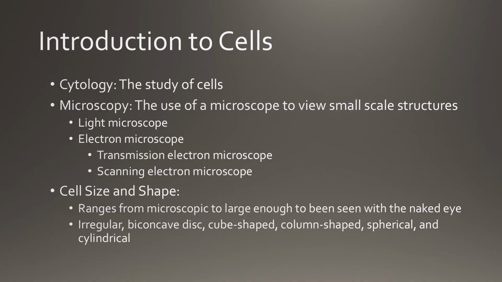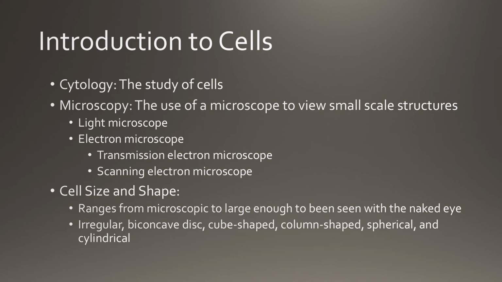Cytology is the study of cells, which are the fundamental units of life. Microscopy is the technique using microscopes to observe small-scale structures. There are different types of microscopes. Light microscopes use visible light and glass lenses and produce 2D images of stained specimens. Electron microscopes employ electron beams and visualize specimens stained by heavy metals.